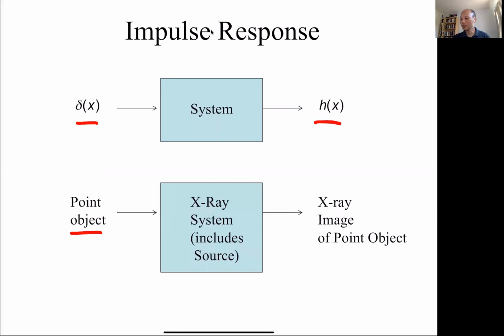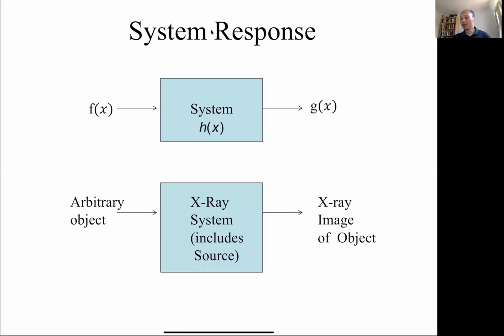So in general, we want to know what the response of a system is to any arbitrary input f of x. In this case, we put f of x into our system, which is characterized by our impulse response, and we get g of x. If this system has certain properties, in fact, if it's what's called linear shift invariant, then the nice thing is we can write g of x as f of x convolved with h of x.